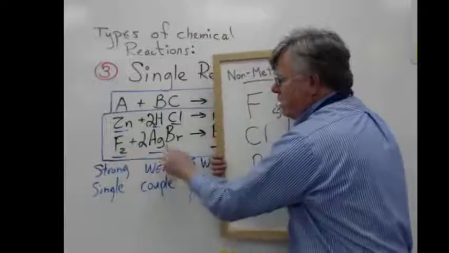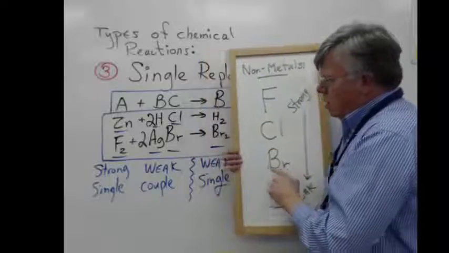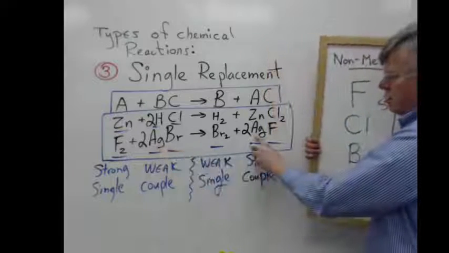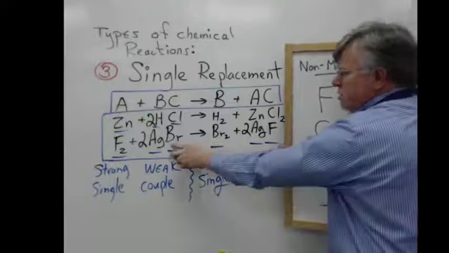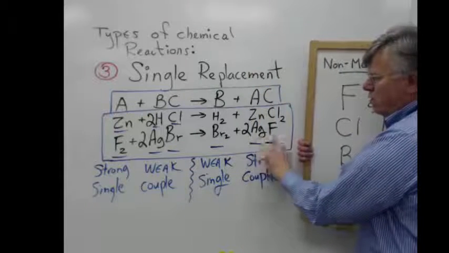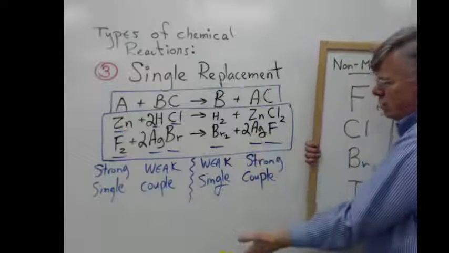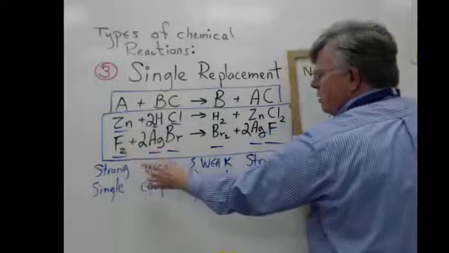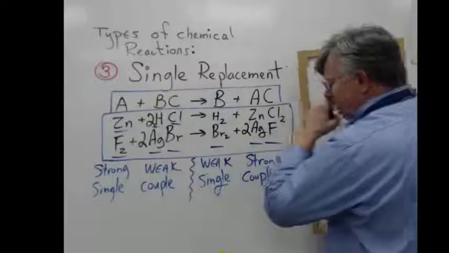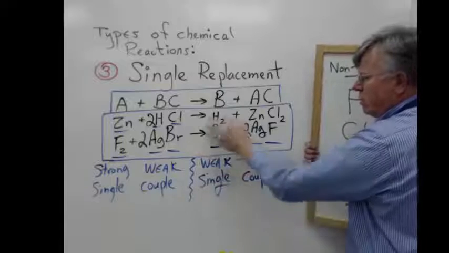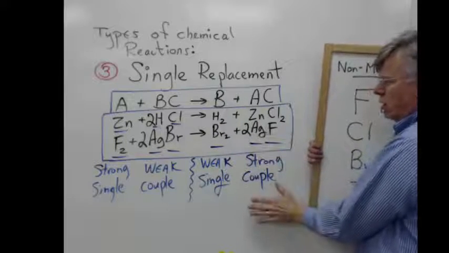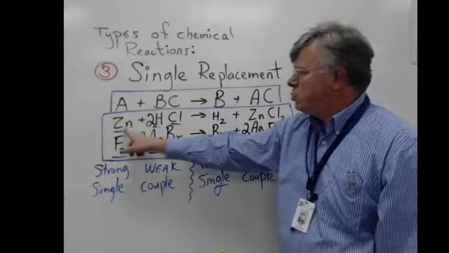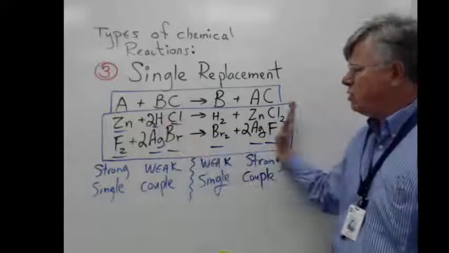Like for example, the fluorine can drive away the bromine here and can couple up then with the metal, in this case it's silver, to make a new single. This one is now released from the couple, and a new couple here. So basically in single replacement reactions, you start out with a strong single like zinc or fluorine connected to a weak couple, and then you make a weak single here connected to a strong couple. And that basically is what drives the reaction. If this is weaker than this, you have no reaction.